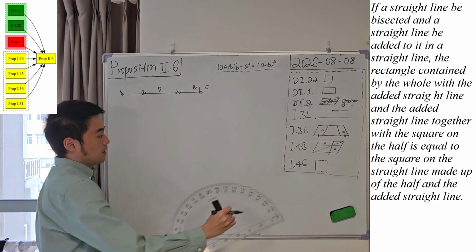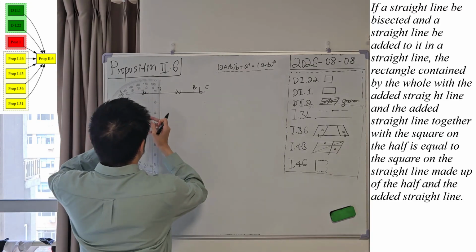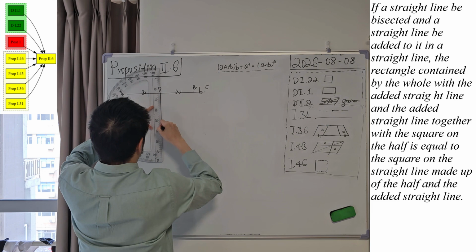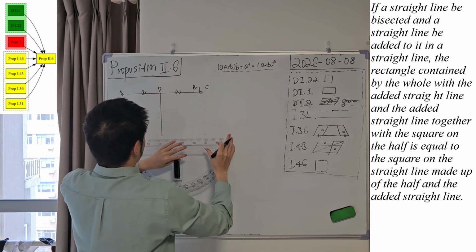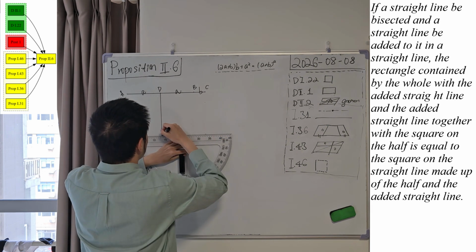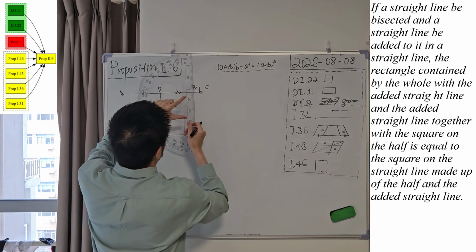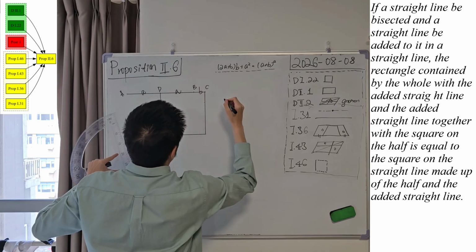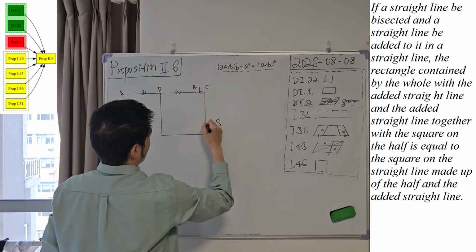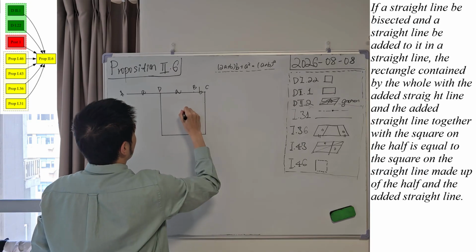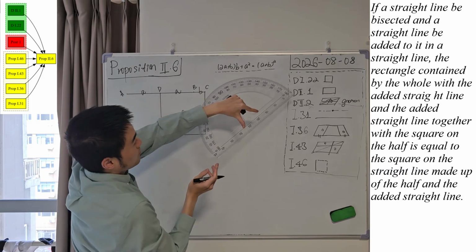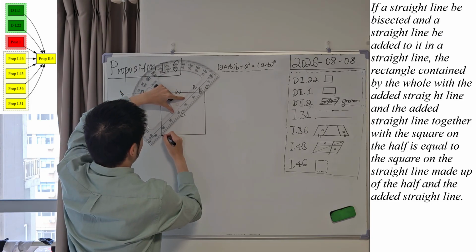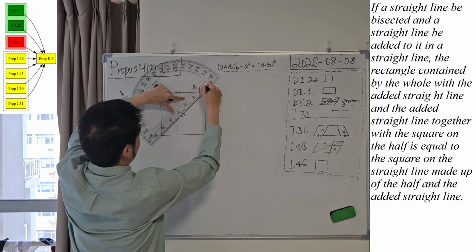So first of all, please recall proposition 46. If we are given a straight line, then we are able to construct a square on it. So let's construct a square on CD. Okay, so we assume this is S, this square, sorry. And then let's use postulate 1 to construct a diameter of this square by connecting these two opposite endpoints.